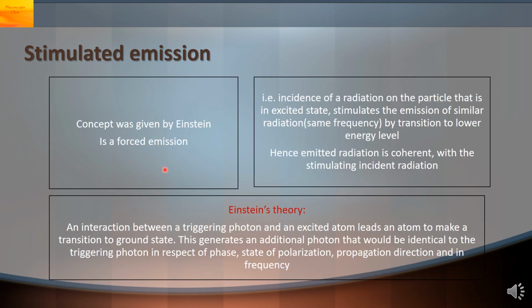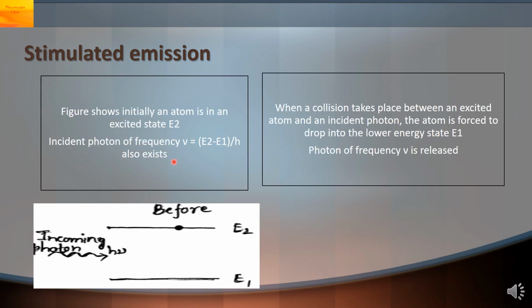Stimulated emission. This concept was given by Einstein. It is a kind of forced emission. So we'll see what it is. In this figure, you can see that an atom is in the excited state E2. We incident a photon of frequency nu, which is equal to E2 minus E1 upon h. When this photon is incident, a collision takes place between the excited atom and the incident photon, and the atom is forced to drop into the lower energy state E1. During that time, a photon of the same frequency nu is emitted.